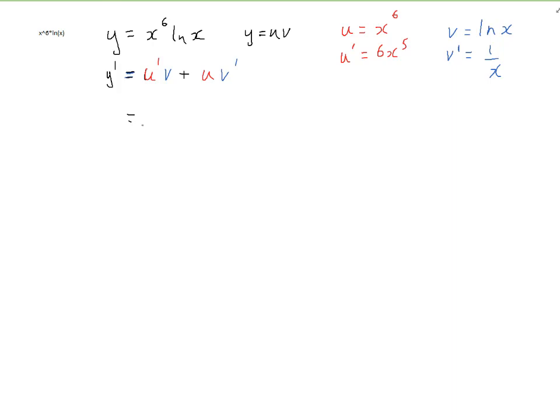So just to bring these things together now. For over here we got 6x to the power 5, and from here we have log x. So that's this one differentiated times this one left alone. We add on this one now left alone times this one differentiated.